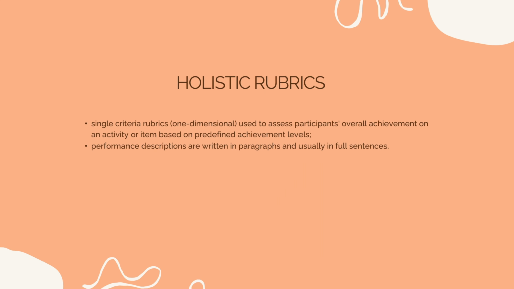Now, holistic rubrics. It is a single criterion rubric, or one-dimensional, used to assess participants' overall achievements on an activity or item based on predefined achievement levels. Holistic rubrics performance descriptions.